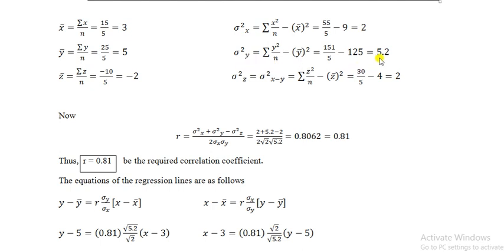Sigma y is equal to square root of 5.2. So use these two values in the denominator. After simplifying you will get the answer as 0.8062, which is nearly equal to 0.81. Therefore the r value is equal to 0.81, which is the required correlation coefficient. So first you have to prepare the table for x, y, z, x square, y square, z square, then find the value of r. Now we will calculate the regression lines.